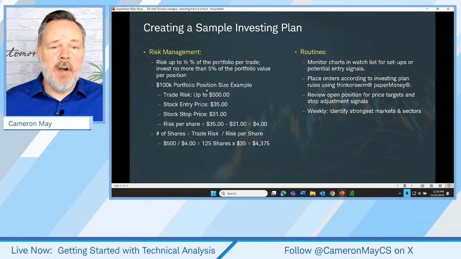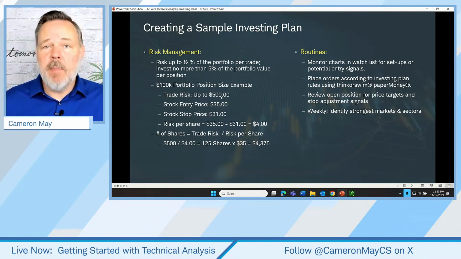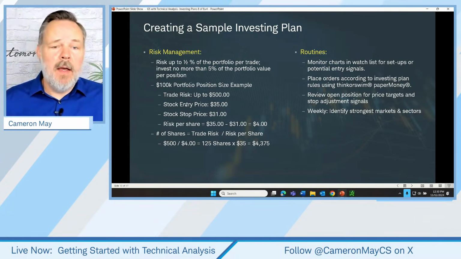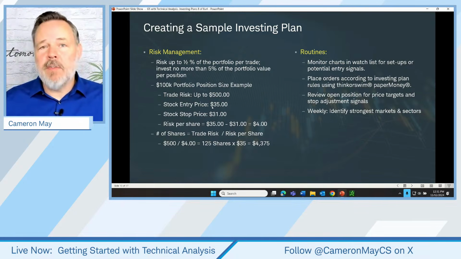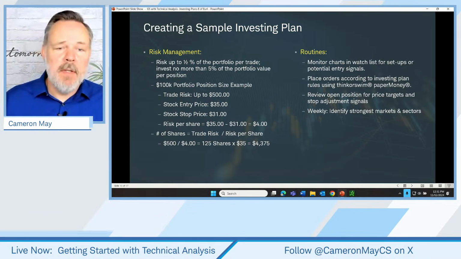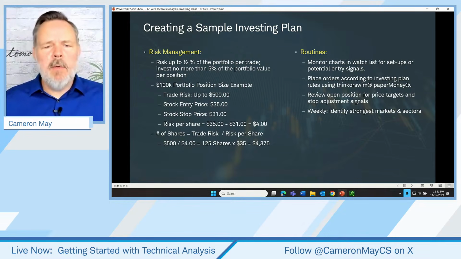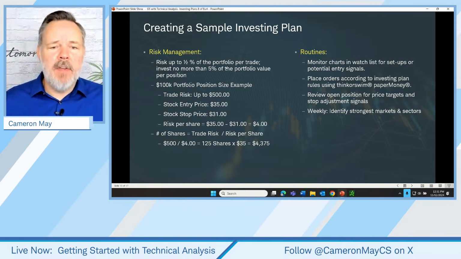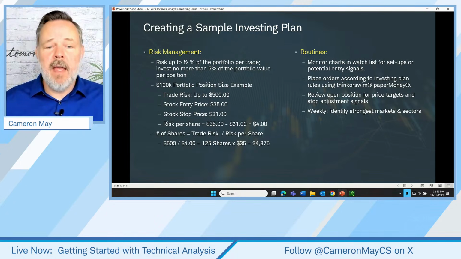So if we have a $100,000 portfolio, our trade risk, 0.5%, is going to be about $500. And let's assume that our hypothetical stock that we're buying, I'm not talking about our example trade here, I'm just running through some numbers to illustrate how this might be done. Let's say we're looking to buy a stock at $35, and we're going to put our stop at $31. Well, if we just bought 1 share at $35 and it fell to our stop at $31, that would be a $4 loss. So in other words, we have a $4 risk per share, but a $35 investment per share.